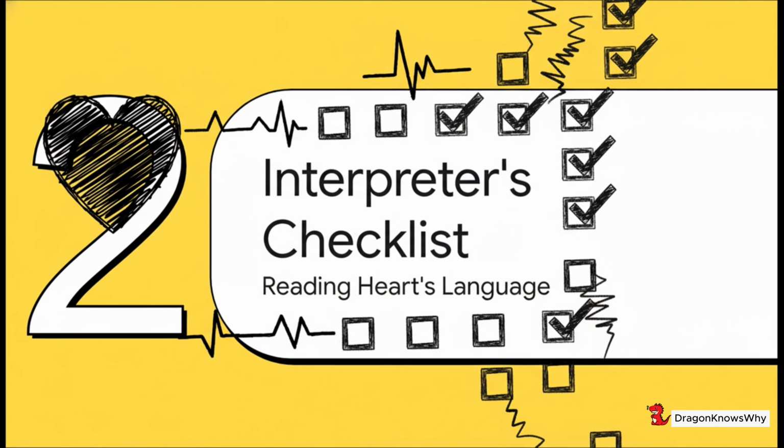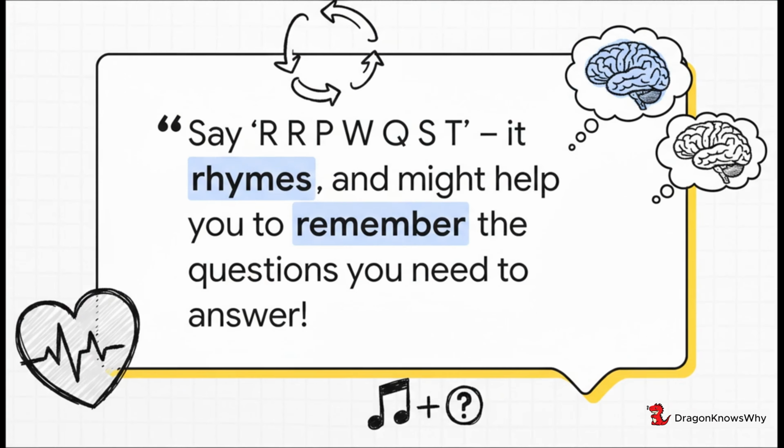Okay, so we get the individual pieces now. That makes sense. But how in the world do you put it all together and actually interpret the heart's language, systematically? Well, you need a checklist. It's as simple as that. And here's a fantastic little trick to guide you. It's a mnemonic. Just say this out loud. RRPWQST. See, it kind of rhymes. Super easy to remember. And trust me, it gives you the exact questions you need to ask yourself every single time you look at an ECG.